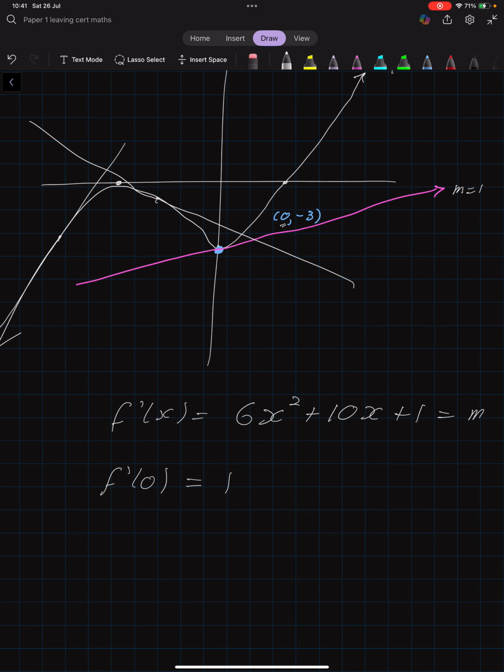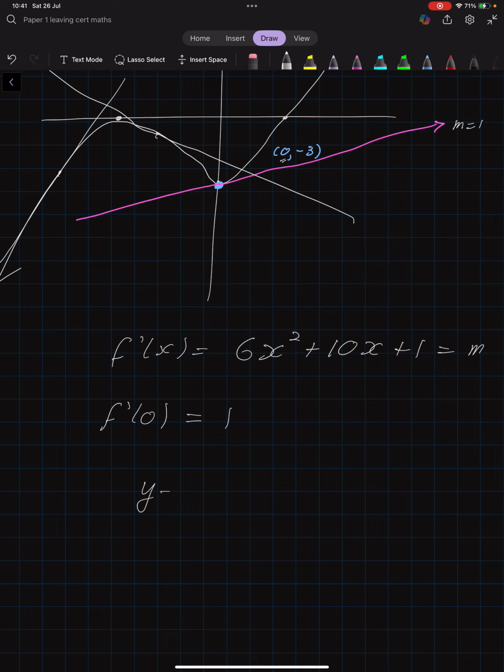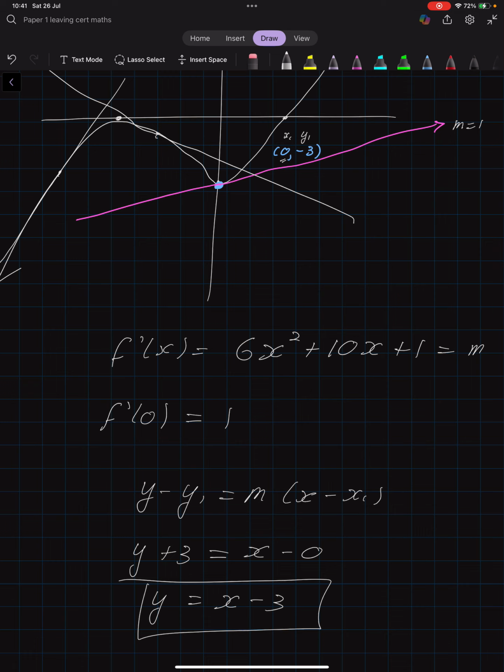The next thing they ask is, okay, find the equation of the tangent. So the equation of a tangent, it's just a straight line. So y minus y1 equals m into x minus x1. Remember, this is x1, y1. So it's going to be y plus 3 equals x minus 0. So it's y equals x minus 3. So hopefully that's all okay.